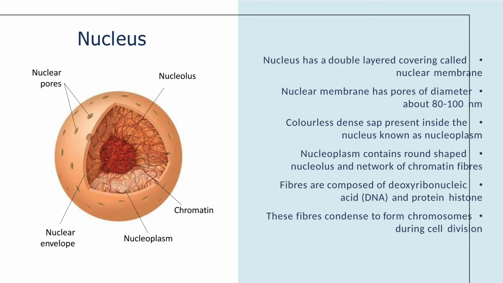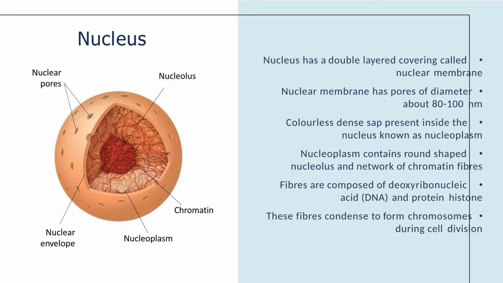The nucleus has a double-layered covering called nuclear membrane. Nuclear membrane has pores of diameter about 80 to 100. Colorless dense sap present inside the nucleus is also known as nucleoplasm. Nucleoplasm contains round-shaped nucleolus and network of chromatin fibers.